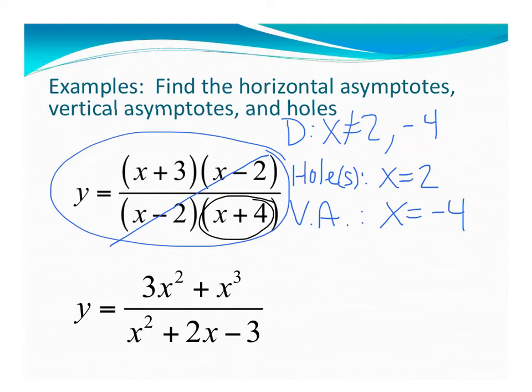Now, you're not always going to have a hole. You're not always going to have vertical asymptotes. Sometimes you'll have both. Sometimes you'll have one or the other.